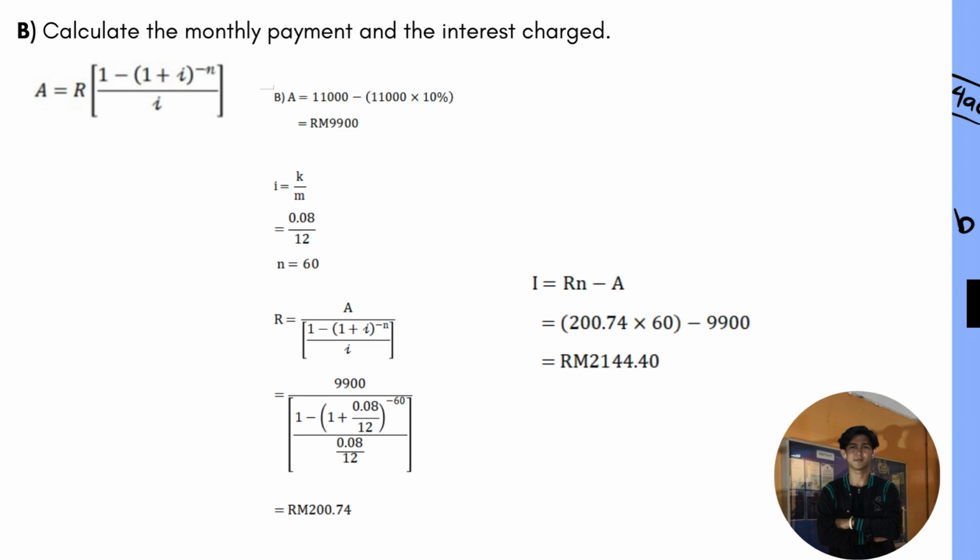A is 9,900 ringgit, i is 0.08 divided by 12, and n is 60. To find the monthly payment, we replace the formula with the values, which is 9,900 divided by [1 minus (1 + 0.08/12)^(-60)] over 0.08/12, and the answer is RM274. Next, the interest charge is RM2,144.40.